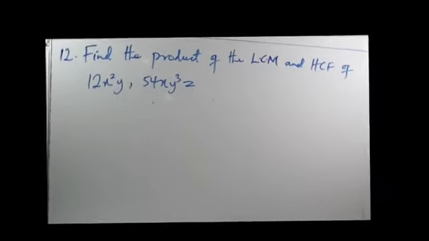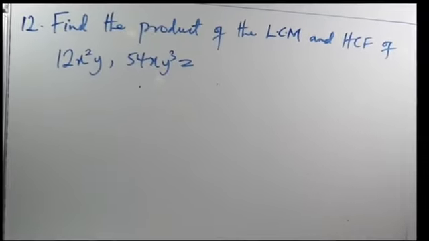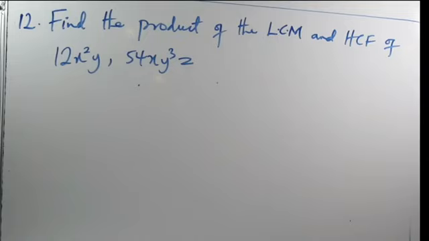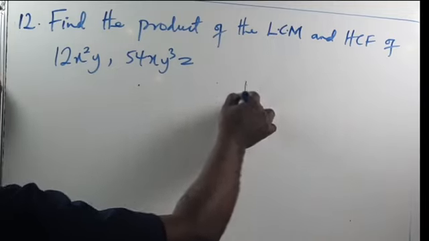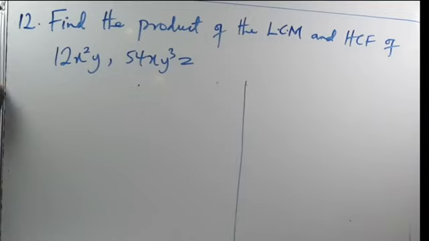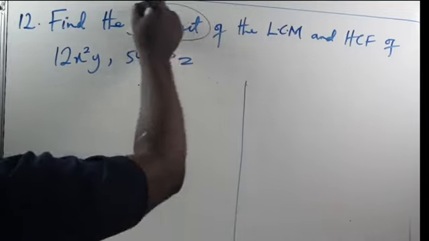Find the product of the LCM and HCF of 12x squared y and 54x y cubed z. What you're asked to do here is find the HCF first, then find the LCM, and then multiply them together. Product means you have to multiply them together.